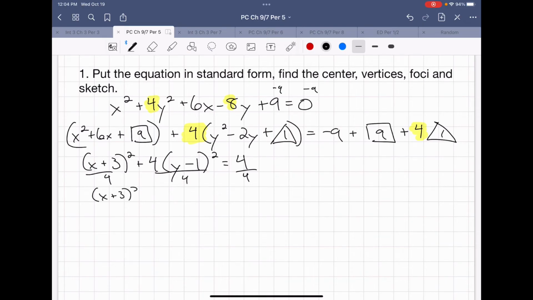Standard form. On this one, the 4's cross out. I'm going to put a 1 on the bottom, but you don't have to. And now this is standard form of an ellipse.